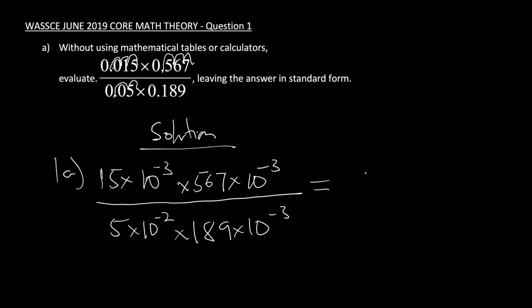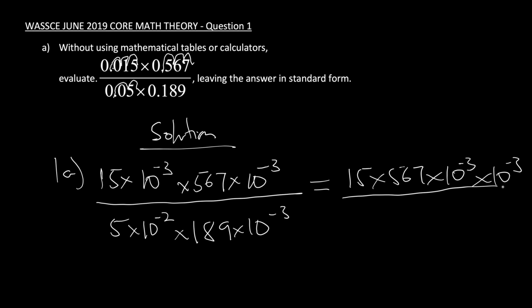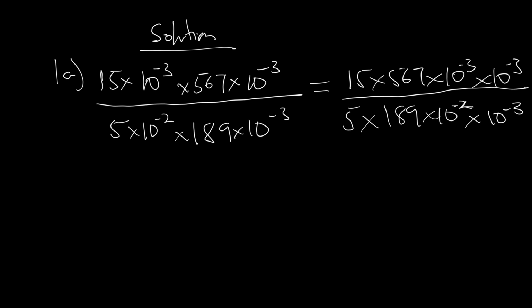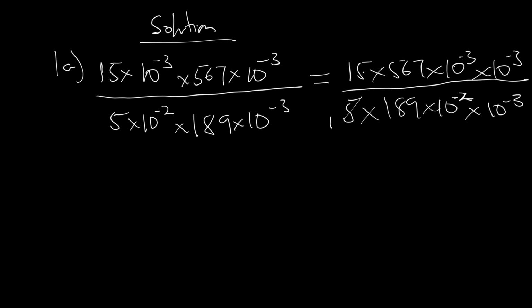Now this is the same as 15 times 567 times 10 raised to the power negative 3 times 10 raised to the power negative 3, all over 5 times 189 times 10 raised to the power negative 2 times 10 raised to the power negative 3. So 5 goes into 15 3 times, and 189 goes into 567 3 times. So our answer will be 3 times 3 times 10.